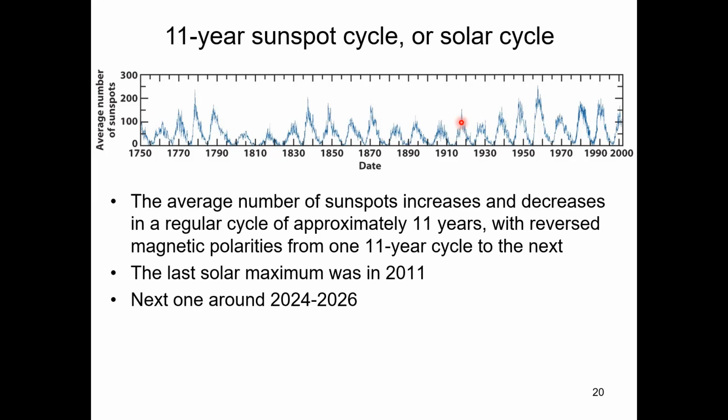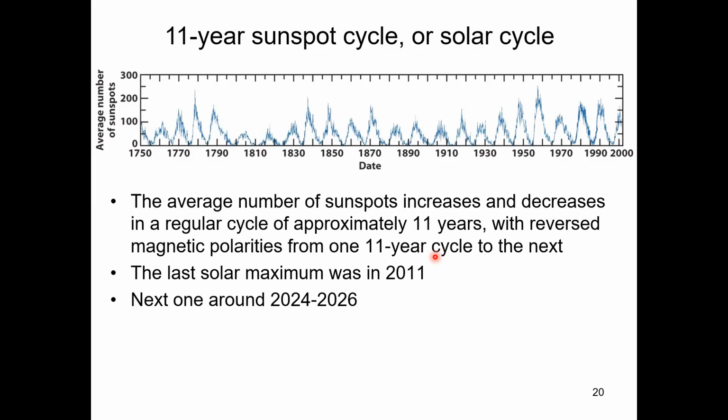Okay. So as you see here, the average number of sunspots increases and decreases in a regular cycle of 11 years, with reverse magnetic polarities from one 11-year cycle to the next. So every 11 years, you get the magnetic poles reversed, because the whole thing starts with the magnetic field structure. It gives rise to all the other activities on the surface of the sun, including the sunspots. More sunspots are generated when the magnetic field is very intense.